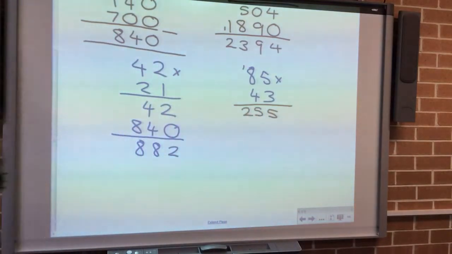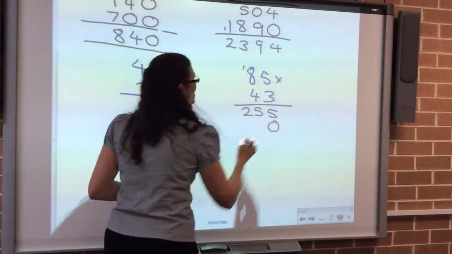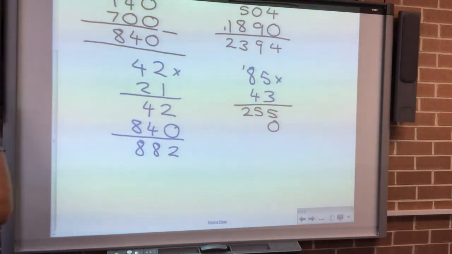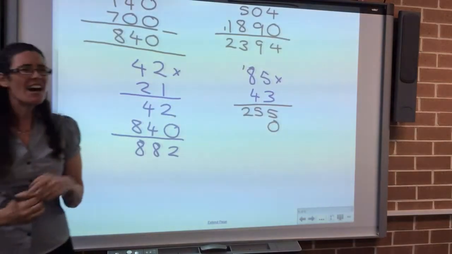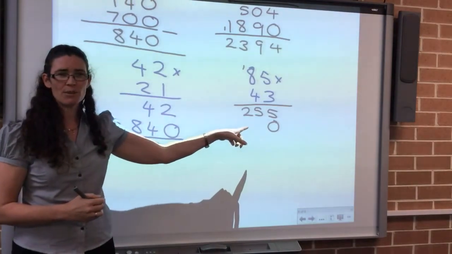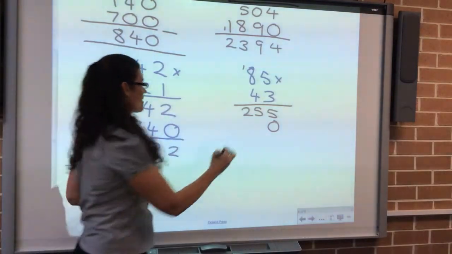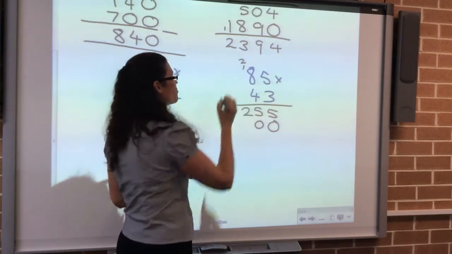Put a 0 down. We are going to put a 0. Why? Because you're in the tens column. Well done. Okay, 4 times 5. 20. That's not what you're supposed to be doing. 4 times 5 is 20. I can't write 20 here. What do I do? Put the 0 down and then put the 2 up the top. Well done.